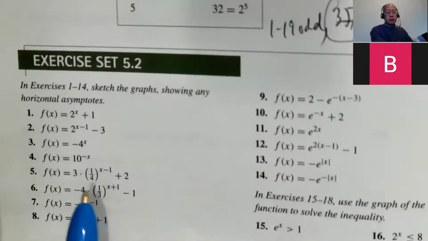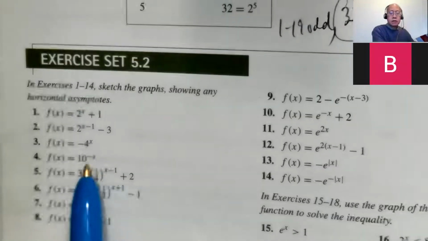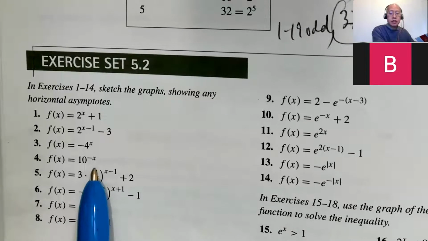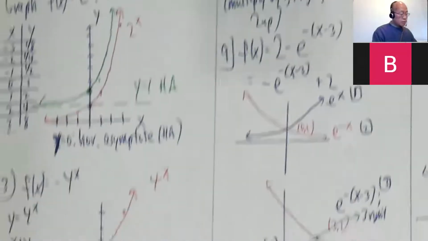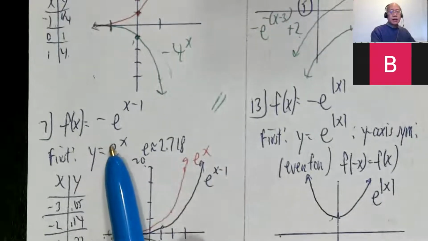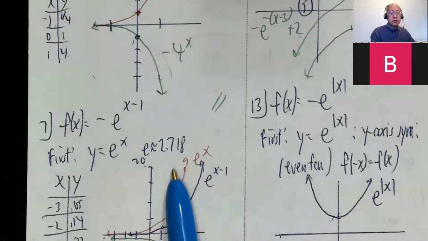Then we just do the usual transformations, right? Move left, right, up or down, reflect across the x-axis, reflect across the y-axis, and stuff like that. Here we go. And a reminder, a special base is e. e is about 2.718.